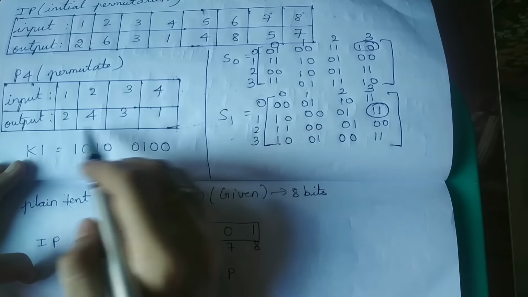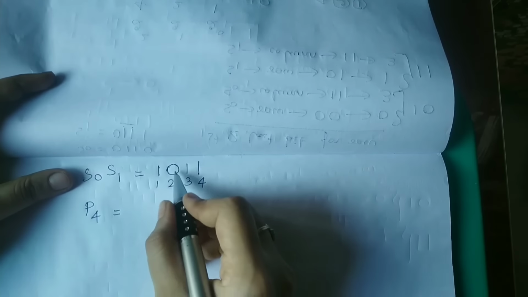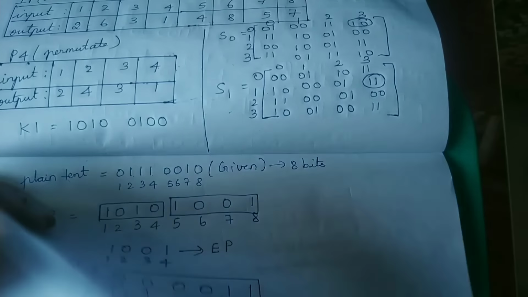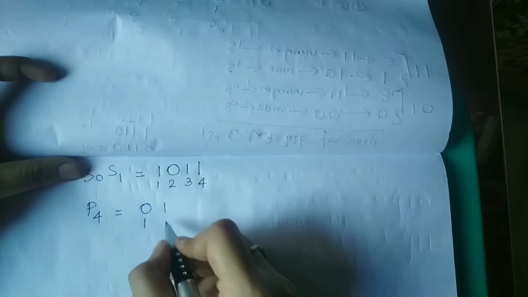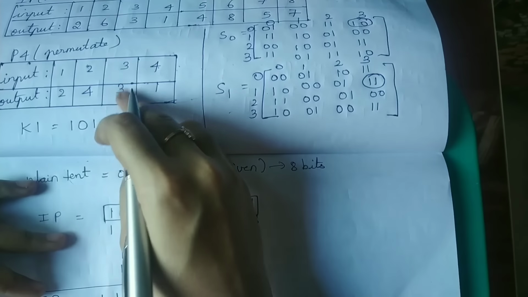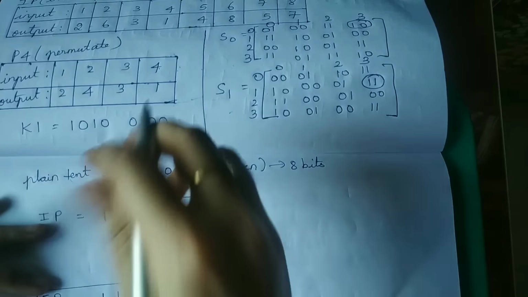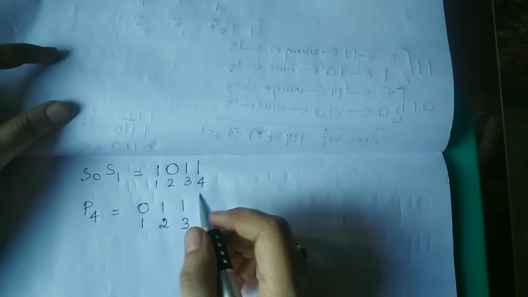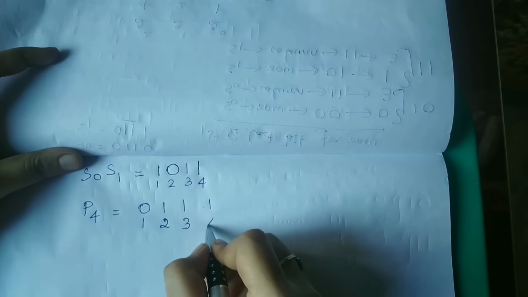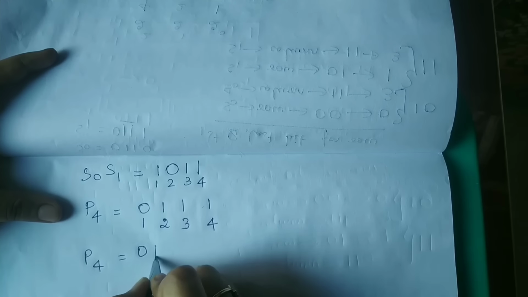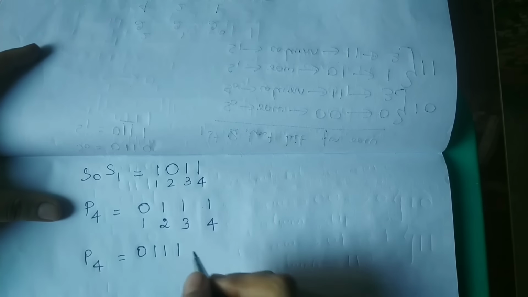This is the P4's table. So 2 to 1. The second bit is 0. So 0 to 1. Next it is 4 to 2. The fourth bit is 1. So 1 to 2. Next it is 3 to 3. The third bit is 1. So 1 to 3. Next it is 1 to 4. The first bit is 1. So 1 to 4. So the P4's value is equal to 0 1 1 1.